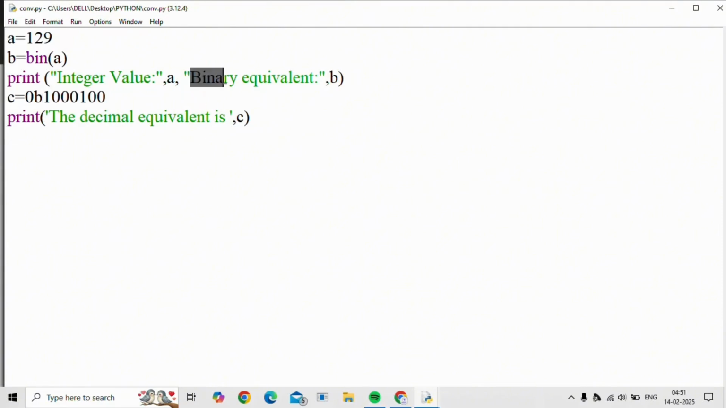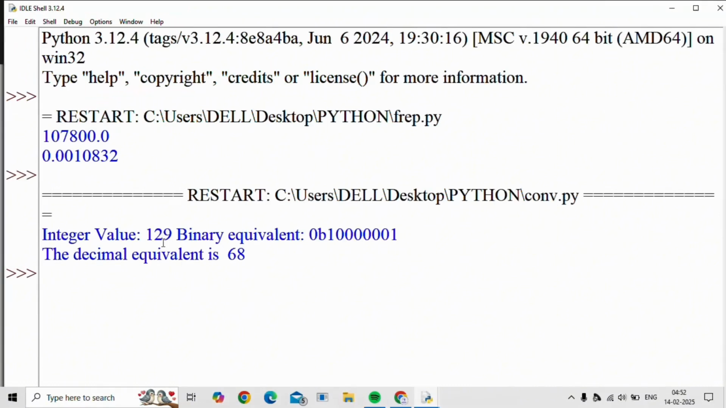Here we print the binary equivalent. Here we print the decimal equivalent. Integer value 129, this is the binary equivalent. The decimal equivalent of the given input is 68.